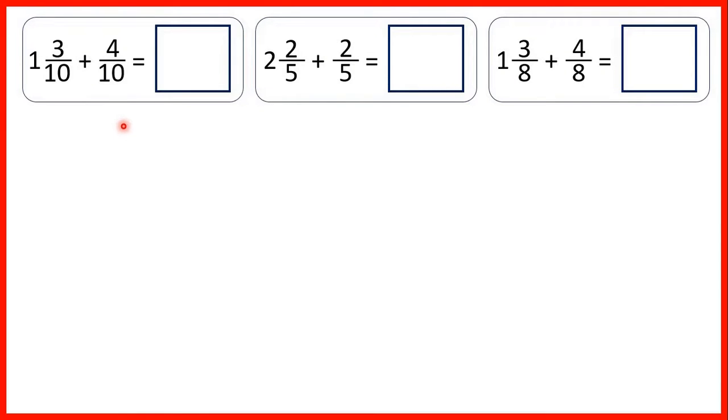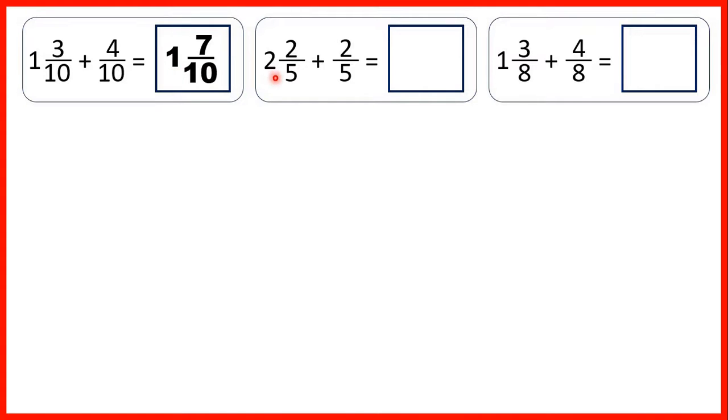Now for these questions, we're adding a fraction to a mixed number, and we can start by adding the fractions first. So when we add fractions, the denominator stays the same, and 3 plus 4 is 7. But we have 1 whole in the question. We're not adding any wholes, so we have 1 whole in our answer as well.